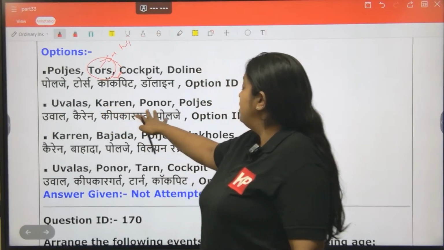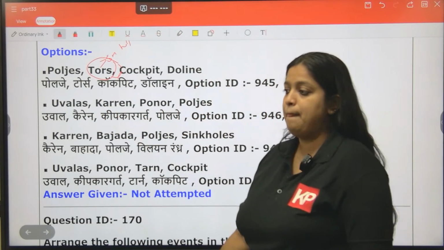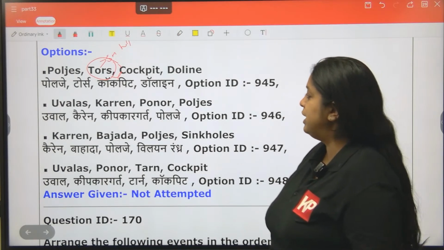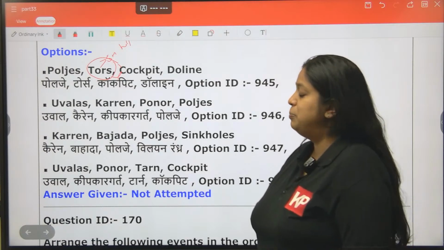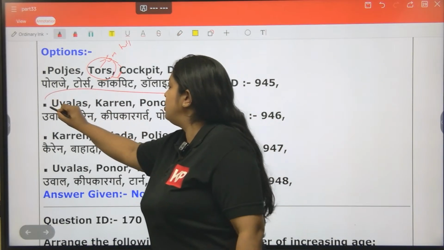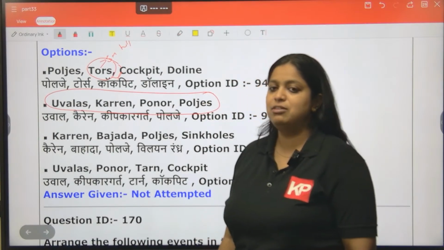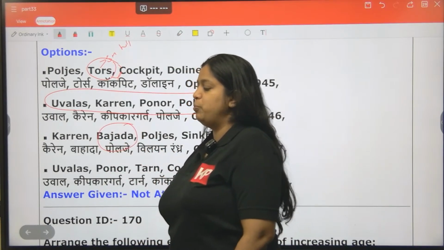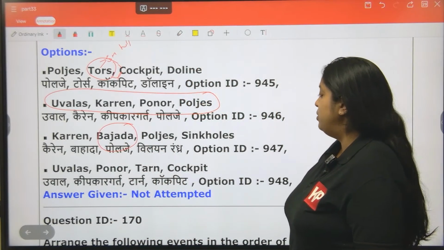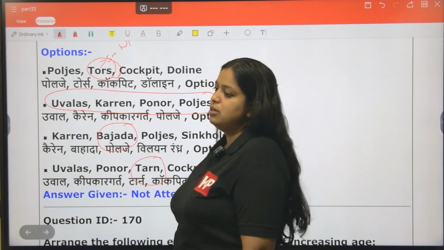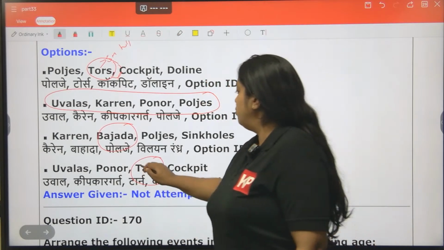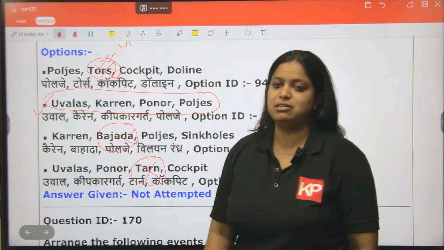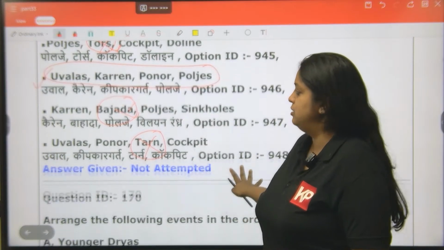Uvalas, Karren, Ponor and poljes. Karrens are small solution pits. So all of these are karst topographic landforms. Karen Bajada is not a karst topography related landform. Tan is not a karst topography related landform. So these two options are wrong. This one is also wrong. Option B is the right answer. This is an easy question.